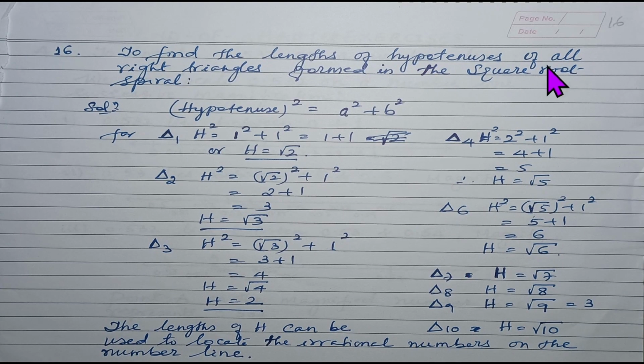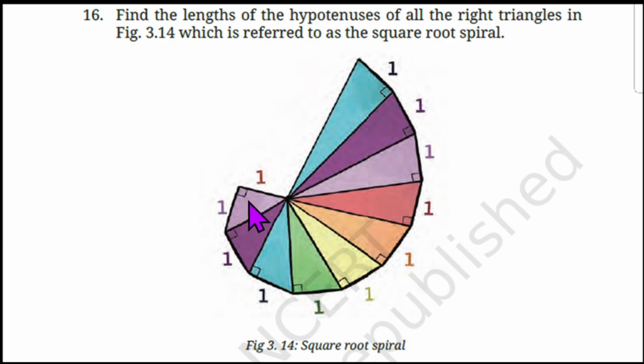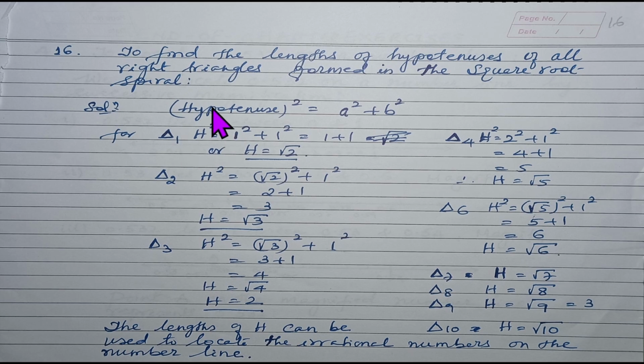Now to find the lengths of the hypotenuses of all the right triangles formed in the square root spiral, hypotenuse square is equal to a square plus b square. This is the Pythagoras theorem, so you have to apply it for each triangle. If I take this as triangle 1, then hypotenuse square is equal to 1 square plus 1 square, that is 1 plus 1, and therefore 1 plus 1 is 2, and therefore h is equal to root 2, that is for triangle 1.